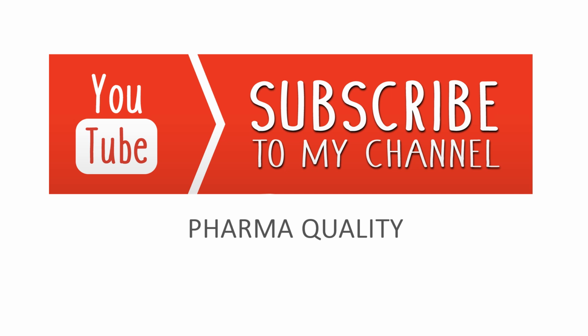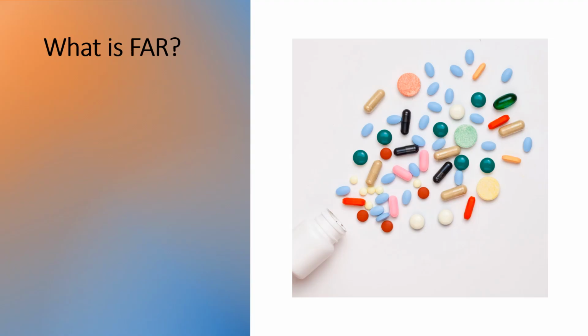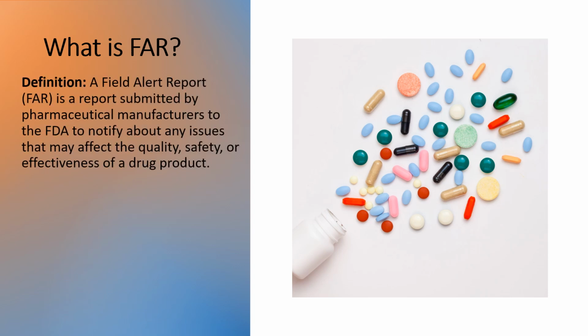So now let's start with FAR. First we will discuss what is FAR. Here is the definition of FAR. A field alert report is the report submitted by pharmaceutical manufacturers to the FDA to notify about any issues that may affect the quality, safety or effectiveness of a drug product. FAR shall be generated for those products which are already distributed in the market, right?